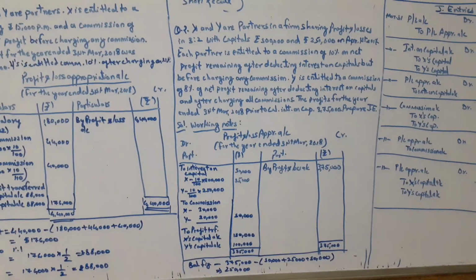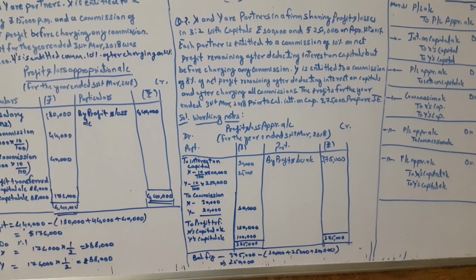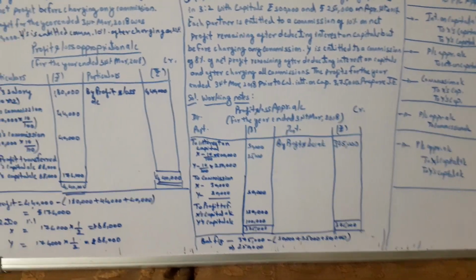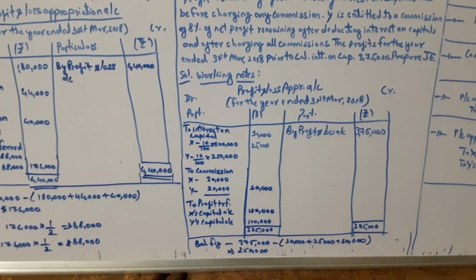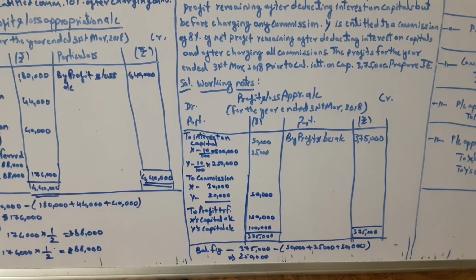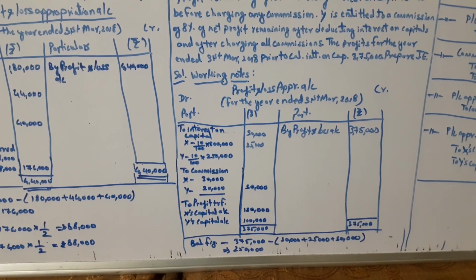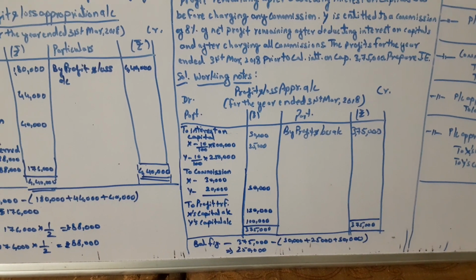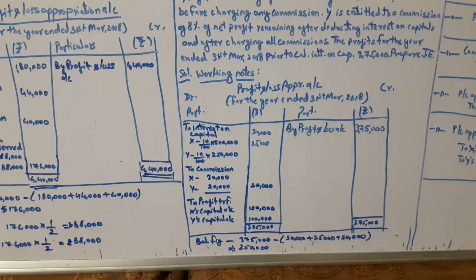So the commission is for X is 30,000 and Y is 20,000. After that we will calculate the balancing figure. How to calculate the balancing figure? Total of credit minus total of debit. So 3,75,000 minus (50,000 plus 25,000 plus 50,000) gives you 2,50,000.